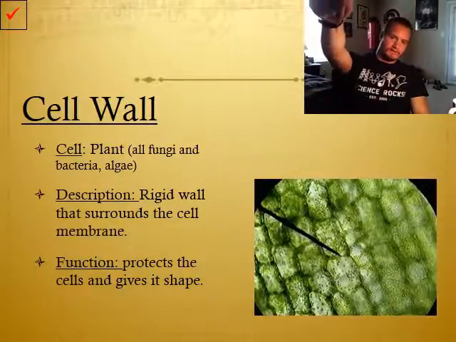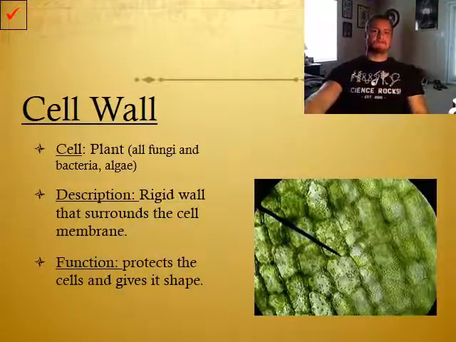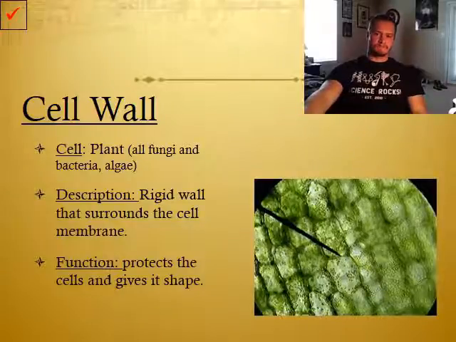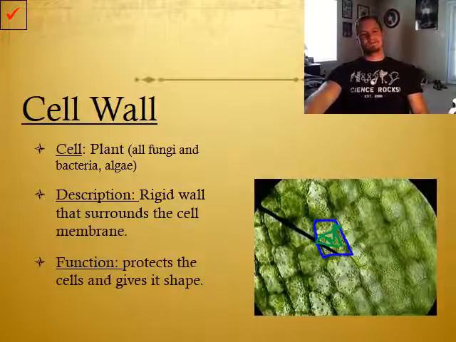So if you go ahead and look down here, what we've got is the cell wall found inside of plant cells. You can tell they're plant cells due to their rectangular shape, and the fact that we have all of this green chlorophyll in here. Dead giveaway that it's a plant cell.